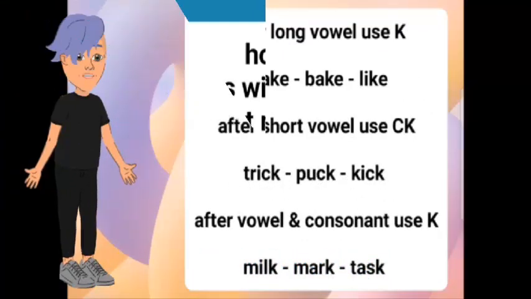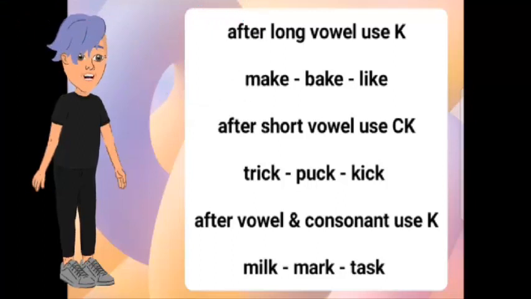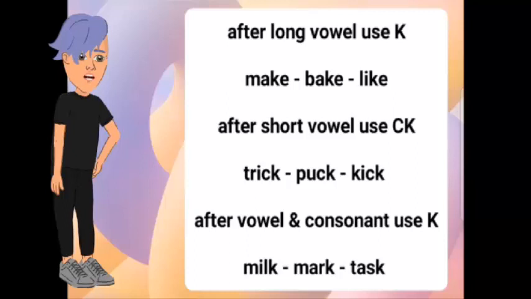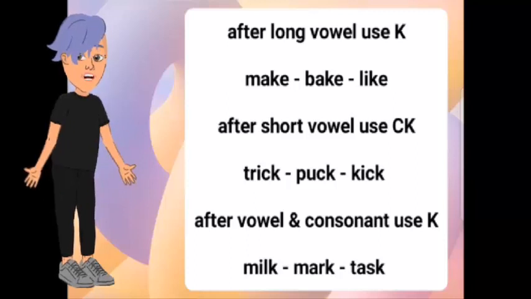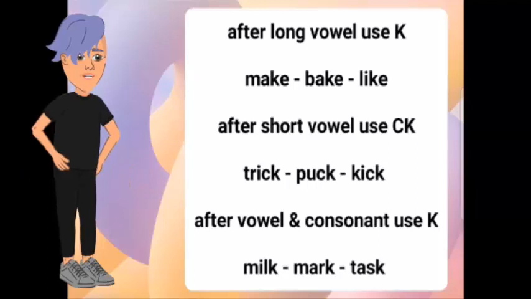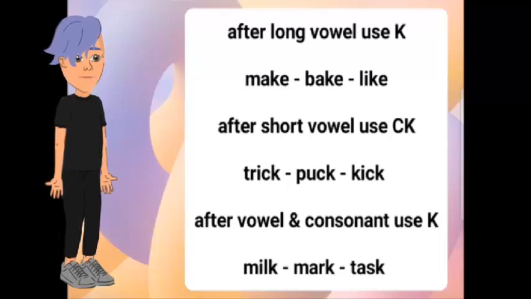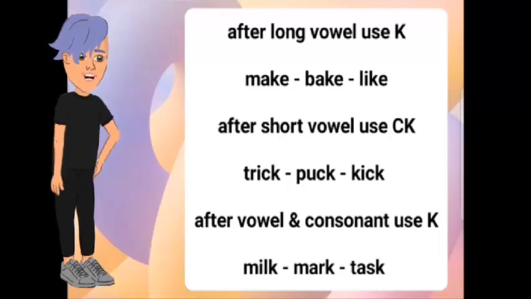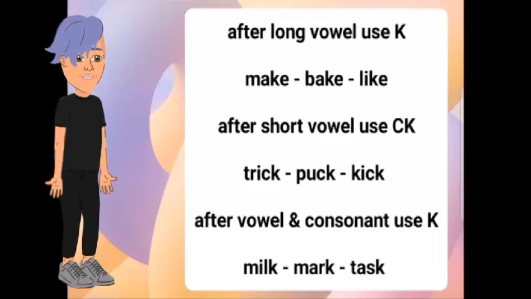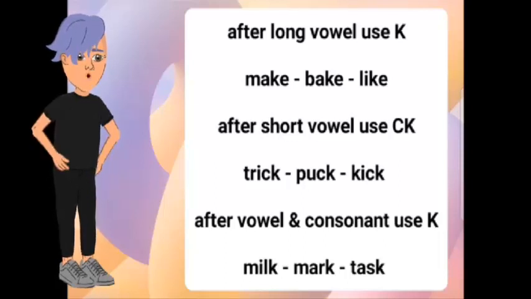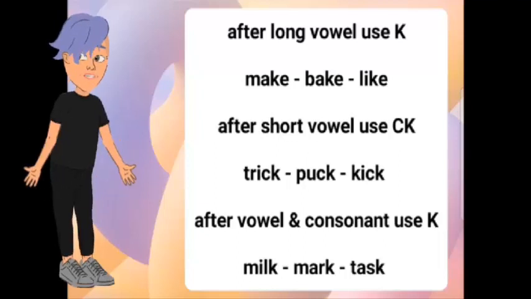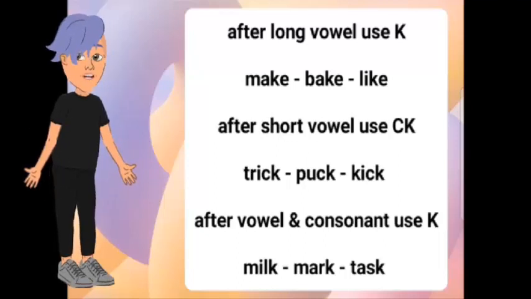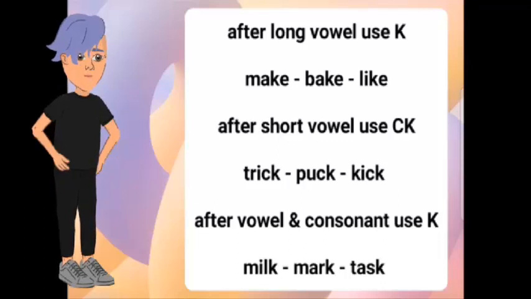In the English language, we have letters we call vowels, like A, E, I, O, U, and we have other letters, we call them consonants, right? When we have a long vowel in a word, we use K. If we have a short vowel, we use CK. For example, make: the A is long, so we use K. And like, the I is long, so we use K. While if you have a short vowel like trick, puck, clock, or kick, we use CK because the vowel here is short. Trick, the I is short, and the U is short, puck, and clock.